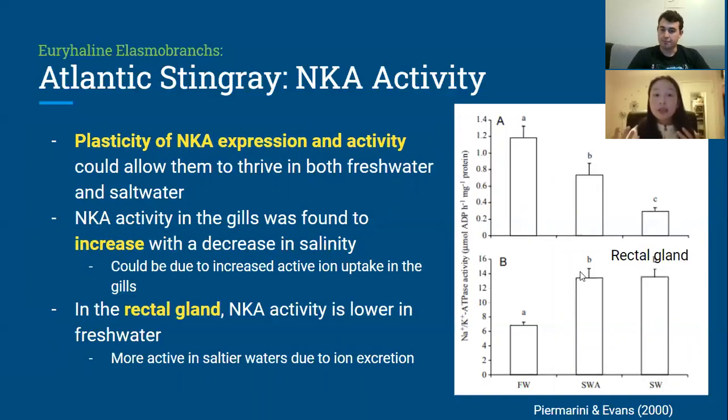In the gills, activity was found to increase with a decrease in salinity. So as you move along the graph, you get a decrease in salinity, and this could be due to increased ion uptake in the gills. In the rectal gland, however, you see a little bit of the opposite effect. You can see how sodium potassium ATPase activity is lower in freshwater, and this could be because they're more active in saltier water because they're working hard to excrete a bunch of ions.